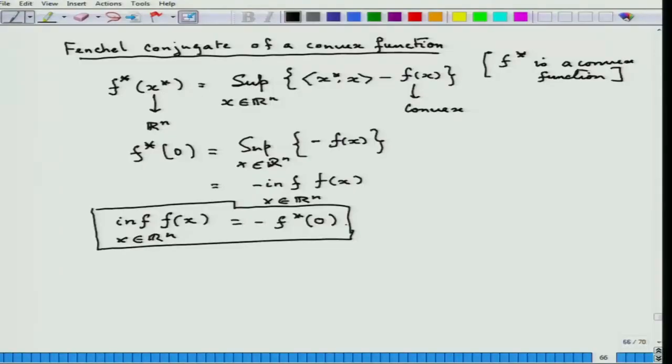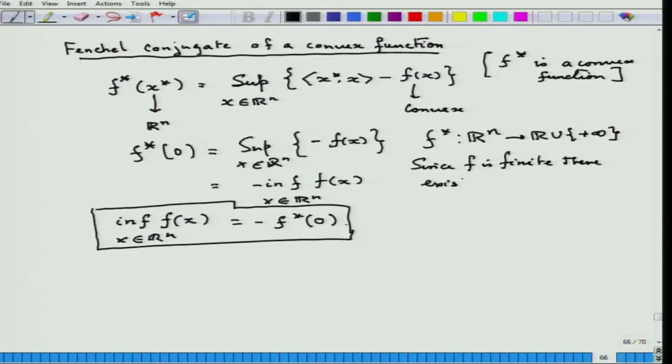But it can be proved that if you have a convex, finite function f, it would be anyway a proper function. So, this f star is actually an extended valued function. But since f is finite, there exists at least one point where you have f star finite.